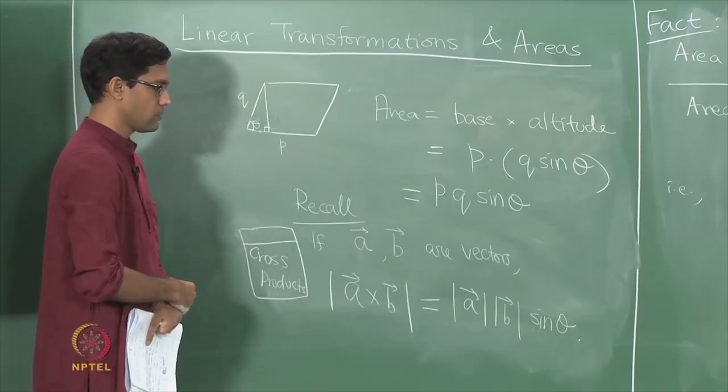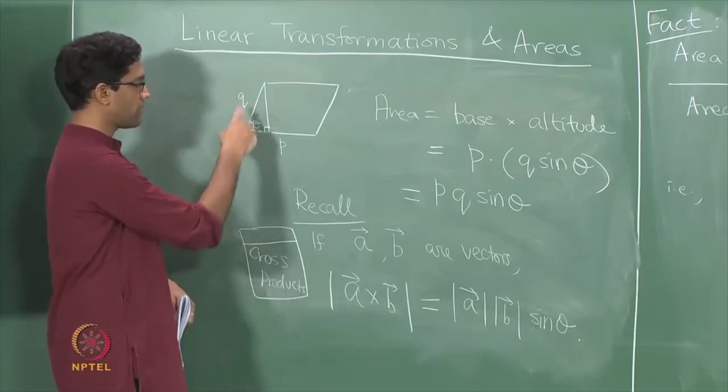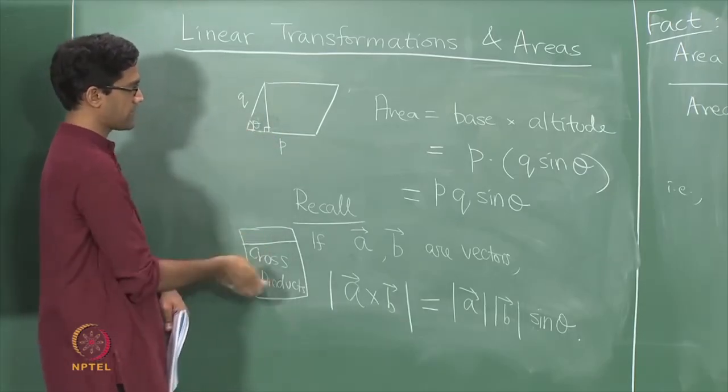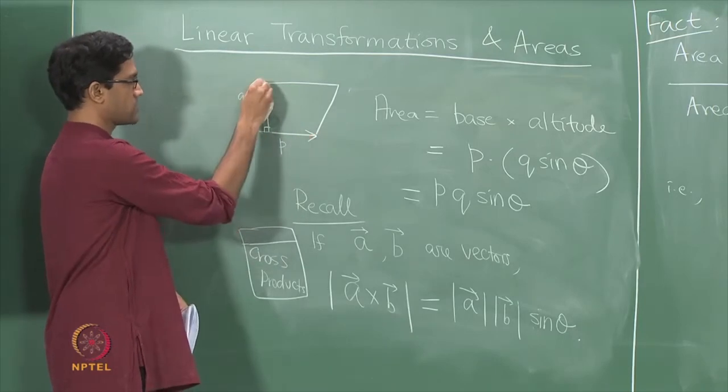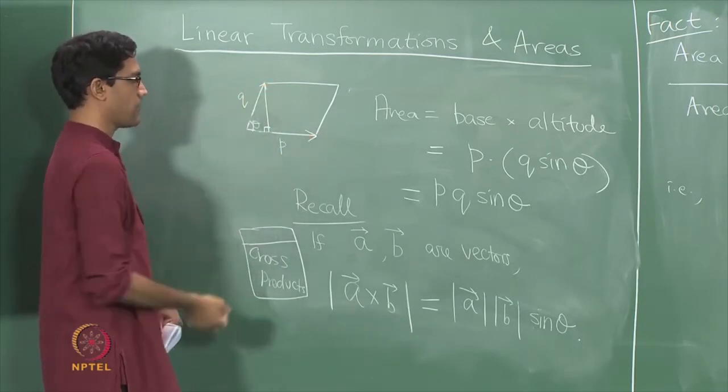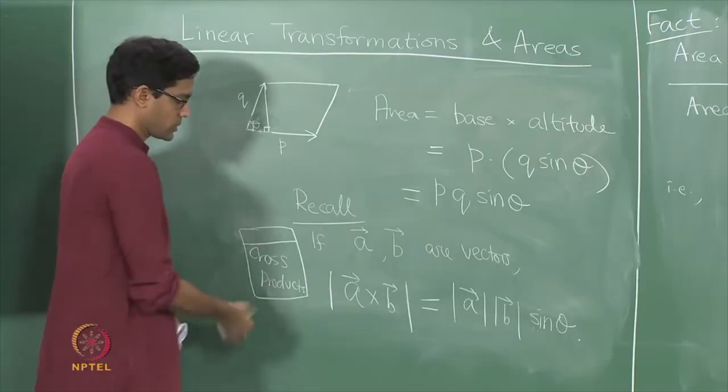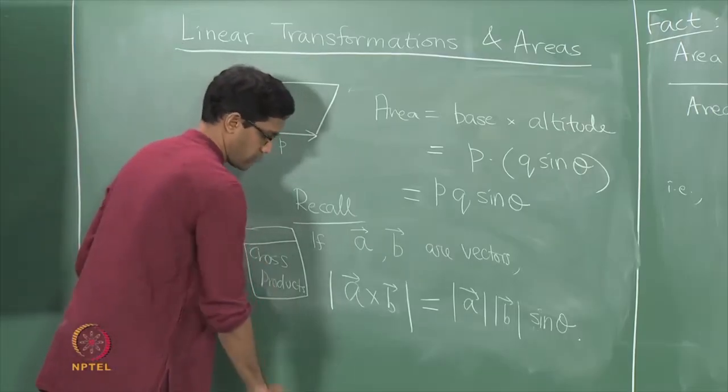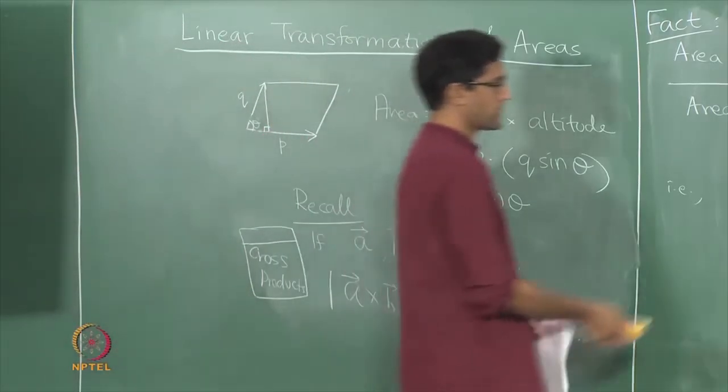So what this says is, to find the area of a parallelogram, you just think of the two sides as being vectors. You think of this as a vector, this as a vector, and the area is just the magnitude of the cross product. Okay, so that's a very nice description of the area. So let's just apply this to this situation.